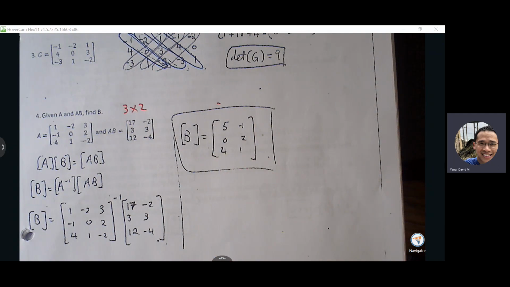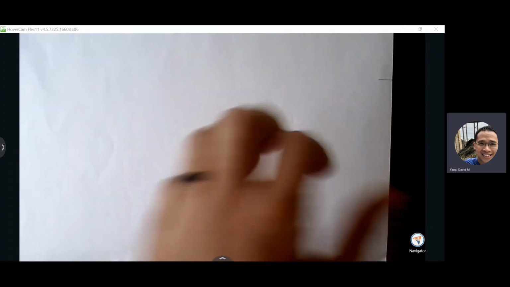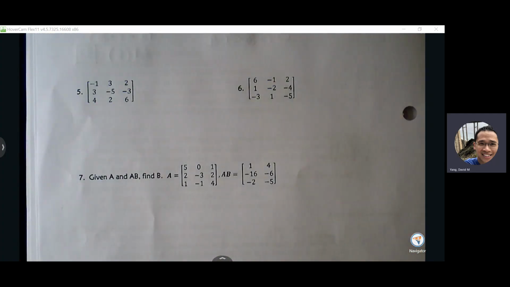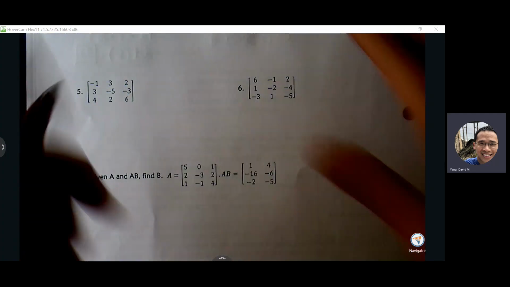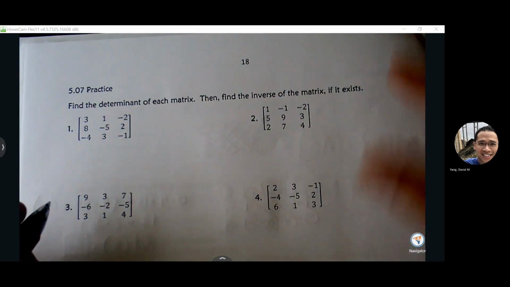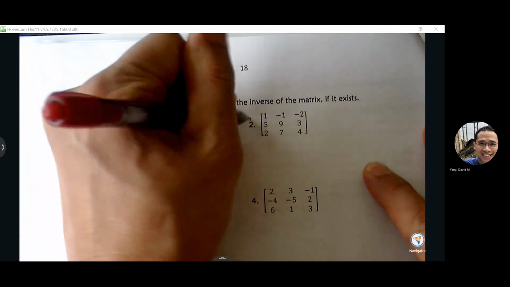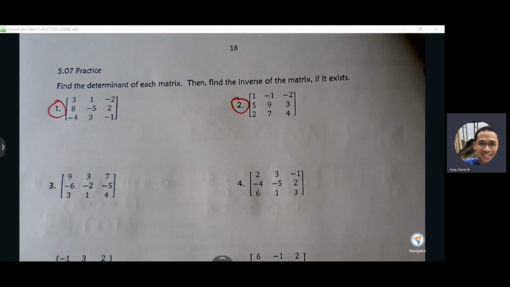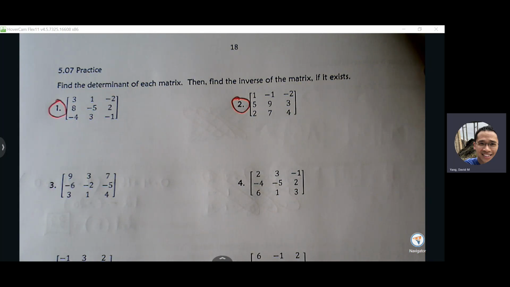Guys, I want us to do two problems and then we'll be done, okay? So, I wanted to find the determinant by hand. Page 18. So determinants is just going through that process. Let's just find the determinants and then we'll talk about the inverse later.